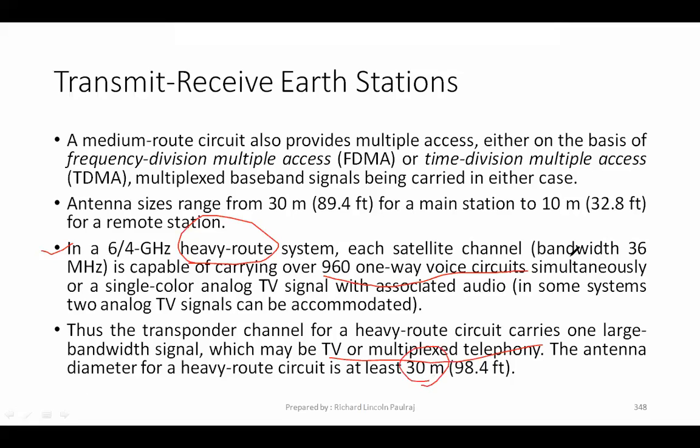Okay, so most of the time what we do is we think of the amount of signal that is being transmitted, and how much frequency needs to be occupied, and what is going to be the uplink frequency, the downlink frequency, and how much IF, the intermediate frequency, that we need to take up, and also the size of the antennas. Okay, so these are some of the major important things that are considered. Ultimately, we would see what kind of system it is. Is it a medium route system, or a heavy route system, or a light route system?